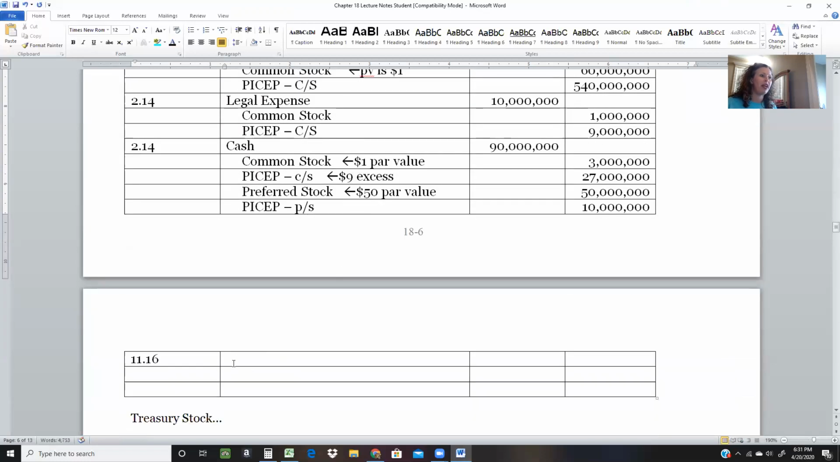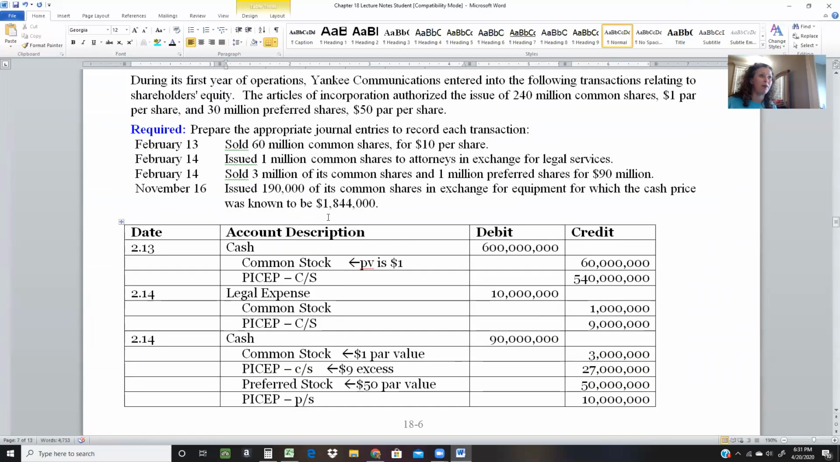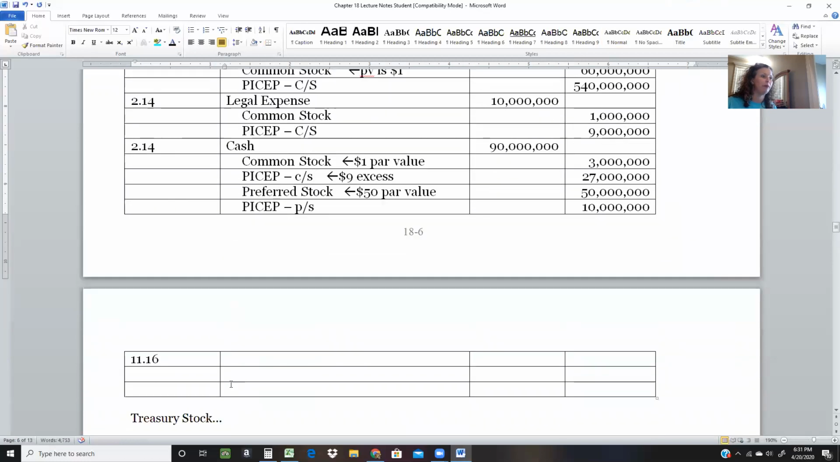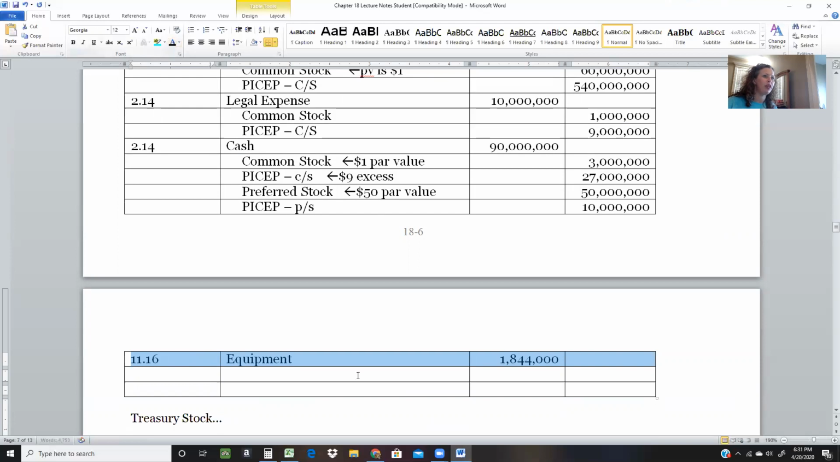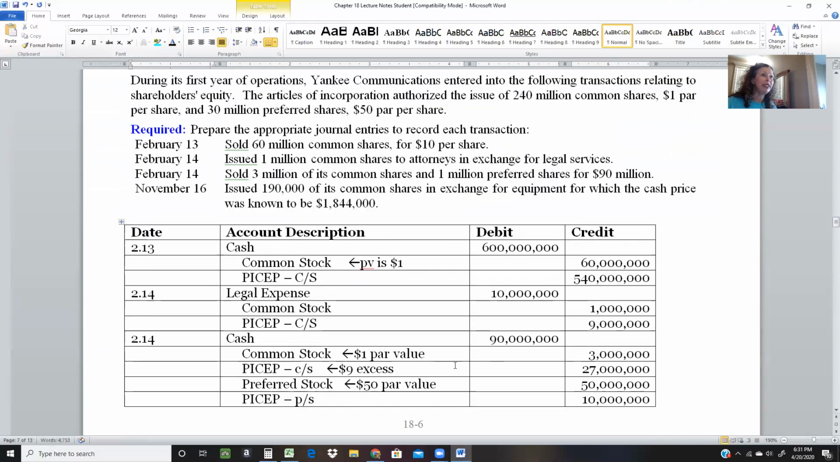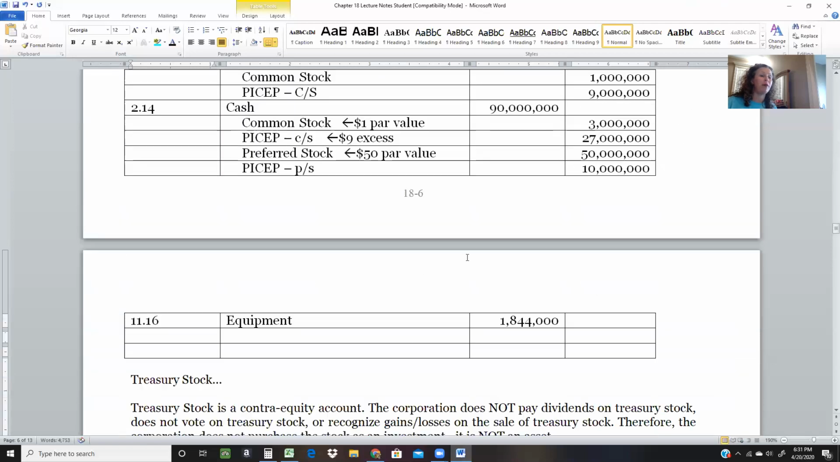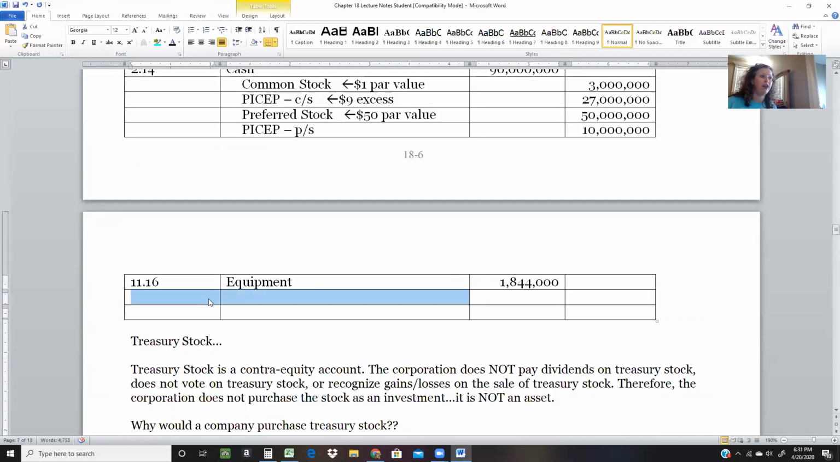So what I'm going to do there is I'm going to put my equipment. My equipment is known, $1,844,000. So I'll put $1,844,000 there, and it's 190,000 shares. So the dollar par value, I'm just going to put 190,000 in common stock, and everything else goes in the rest in the PICEP account. Okay.